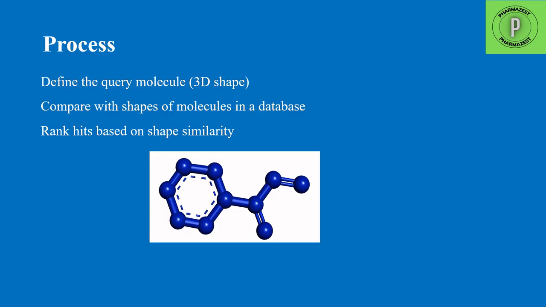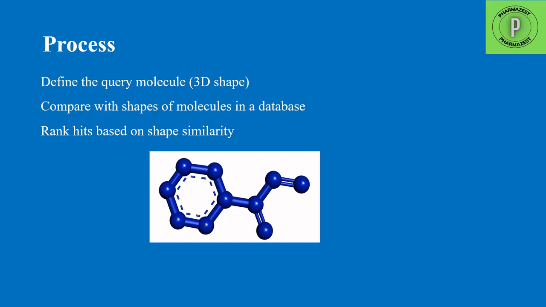You have to define the query molecule. For example, take the three-dimensional structure of the isoniazid molecule. It is a very small molecule and easy to study, so that's why I have taken this molecule. Now we take the three-dimensional structure of this molecule, we can see the ball and stick structure here, and we compare it with a number of databases. For example, we have small molecule databases like ZINC and PubChem, in which millions of compounds are already present.